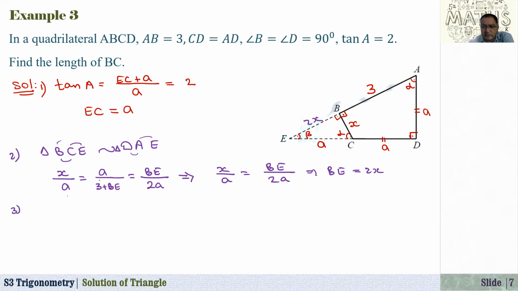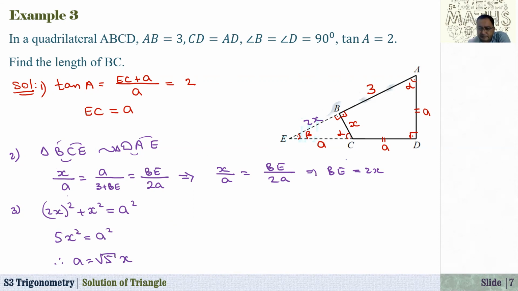Look at the triangle BCE. In BCE, 2x squared plus x squared is equal to a squared, because A is the hypotenuse. 4x squared plus x squared is 5x squared, and 5x squared is equal to a squared. From here, A is equal to square root of 5 times x. So we need to find BC, which is x.